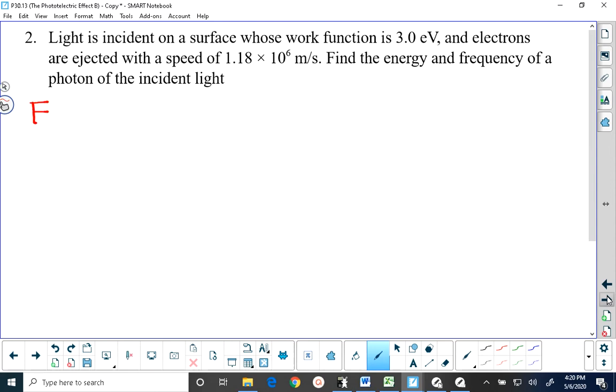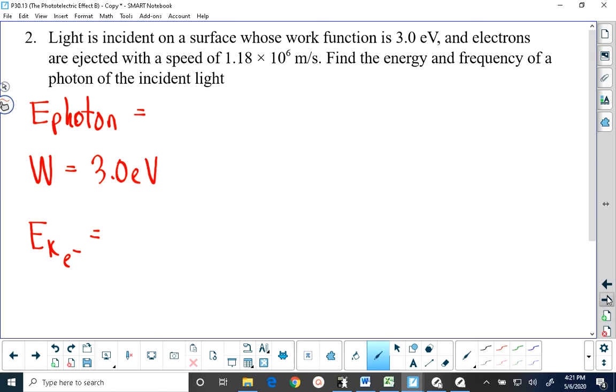There is the photon energy. There is the energy required for the electron to escape the metal, which is called the work function. And then there is the kinetic energy of the electron, which of course is what you get when you subtract the work function from the photon energy. In this particular case, you are told the work function. It's 3.0 electron volts.